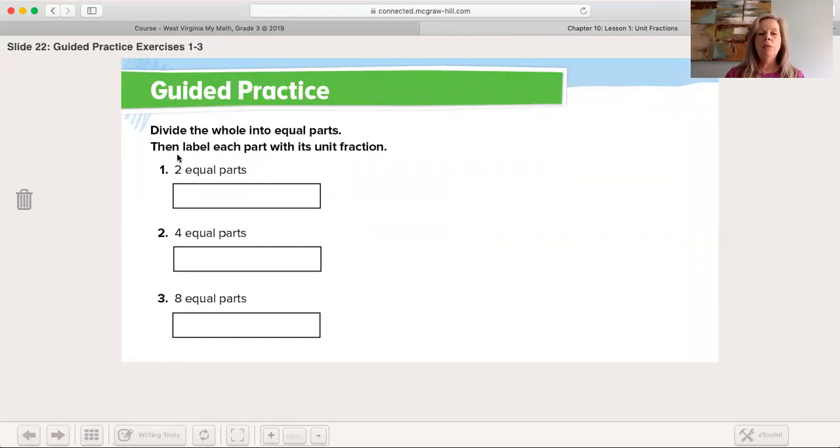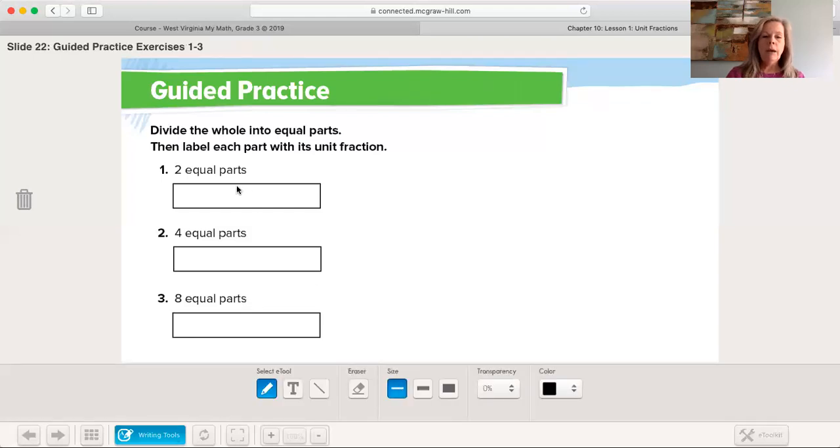Now, divide the whole into equal parts and then label each part. So on your paper, if you will draw the 3 rectangles, then you can work it along with me. You can pause the video if you need to while you draw, and then come back. So now we have the first rectangle, and we're going to divide it into equal parts. So I'm finding a place in the middle, and I'm going to divide it into equal parts. Each part is called 1/2, and that is called a half. 1 of the 2. So that's 1/2 and 1/2.